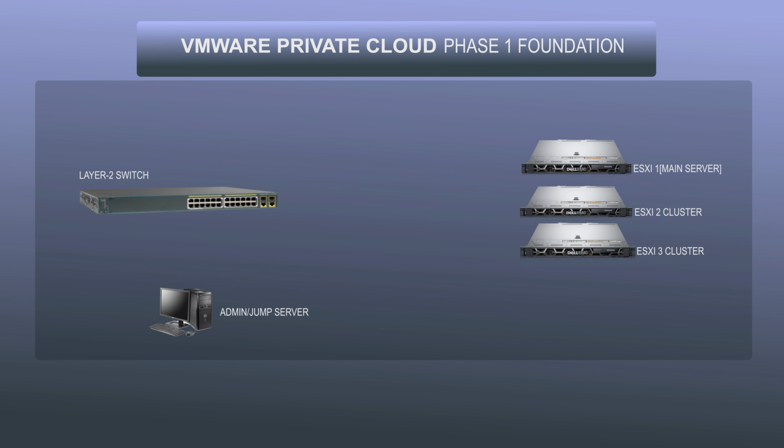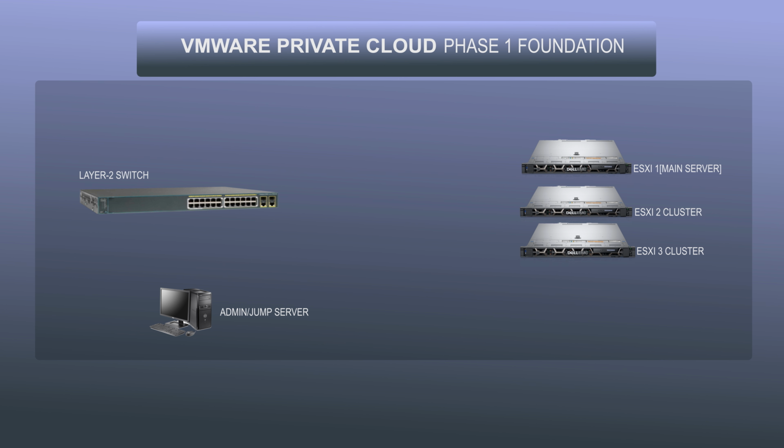ESXi2 and ESXi3 are additional hosts. They have the same ESXi installation. And just like ESXi1, they receive all the same VLANs from the trunk ports. These 2 hosts will support the main server and help share the workload.